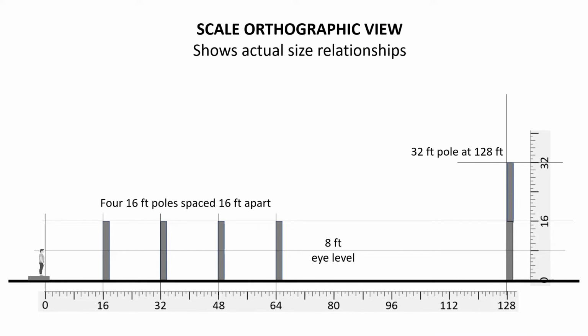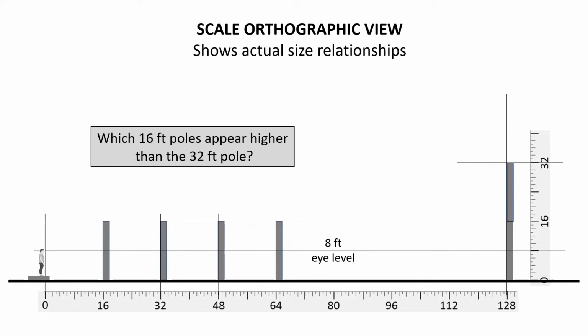So here's an example of how these actual size relationships can predict exactly what we see in perspective. I have four 16-foot poles spaced 16 feet apart. Over here I have a 32-foot pole at 128 feet, and I have an observer with an 8-foot eye level. So which of these 16-foot poles appear higher than the 32-foot pole?